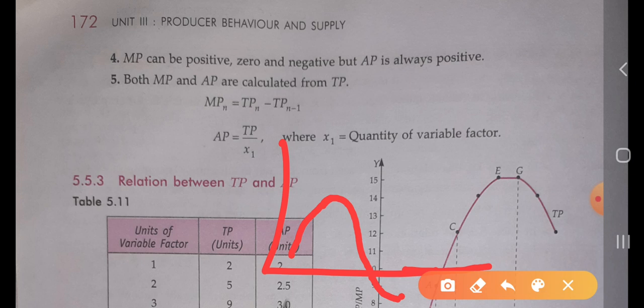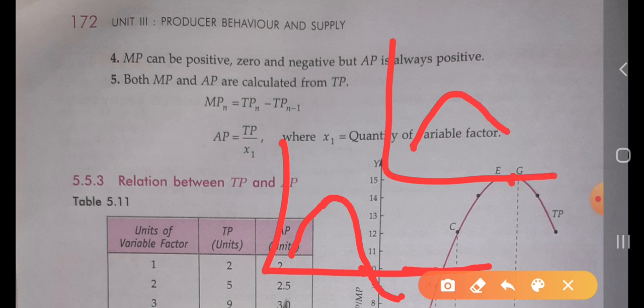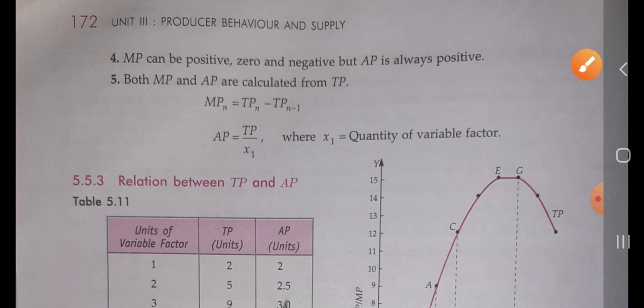Okay, so in the case of MP, all three conditions are possible. MP can be positive, MP can be 0 at this point, as well as negative, but AP will always be positive. AP can never be negative, and never 0. AP is always positive. Okay, next, both MP and AP are calculated from TP, as we already know that the value of MP or AP is calculated from the TP. How?